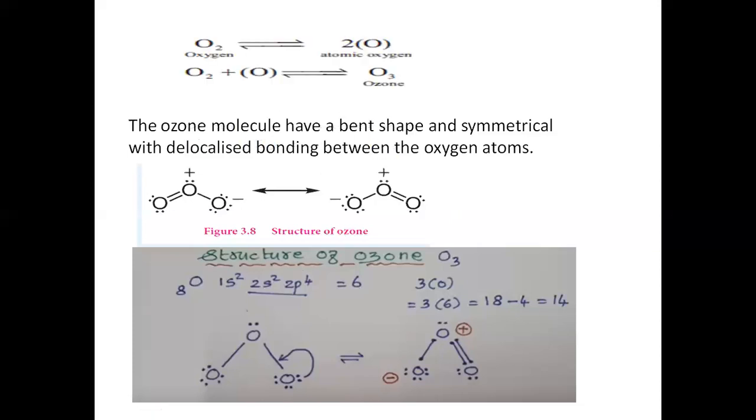This is the structure of the ozone molecule. How do we get this ozone molecule? Oxygen combined with nascent oxygen gives the ozone molecule.